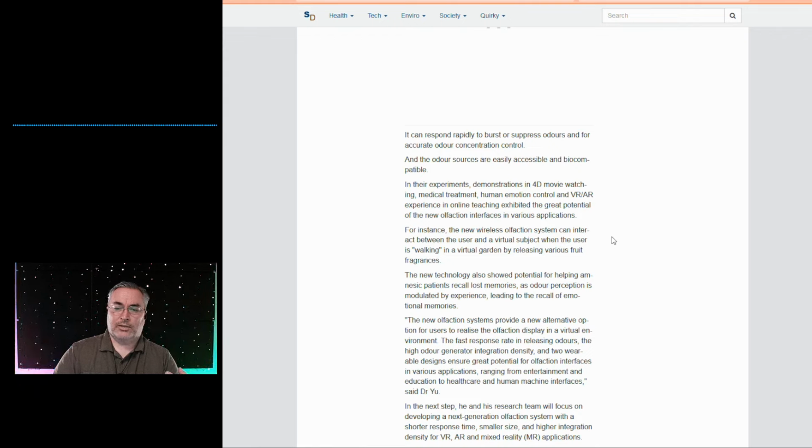For instance, the new wireless olfaction system can interact between the user and the virtual object when the user is walking in a virtual garden by releasing various fruit fragrances, right? As long as all of those fragrances are something that it can simulate.